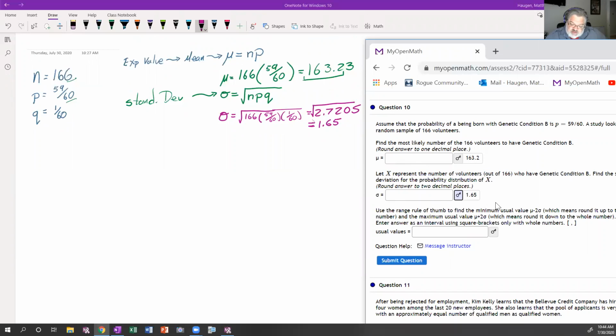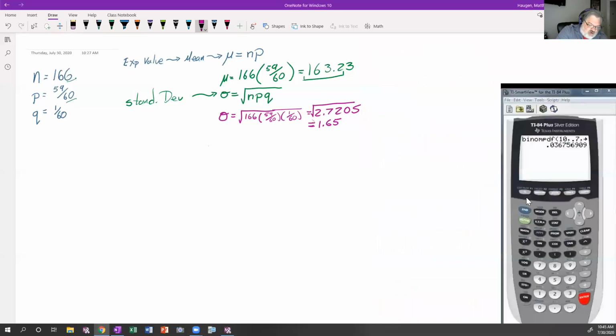Use the range rule of thumb to find the minimum and maximum usual values, which means round up. I don't like the "which means" there, but to find the usual values, because these are individuals, we should take those usual values and round them to whole numbers. But saying "which means" to do that, I think, is a little bit strong of a statement, but that's okay.